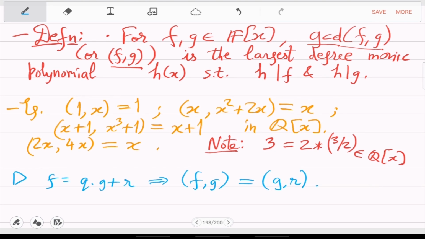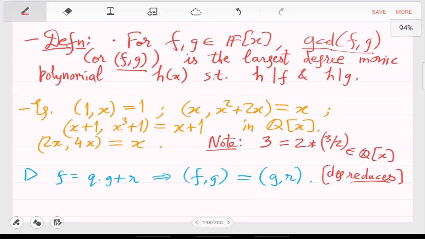In the recursive call, what is the parameter which will reduce? In the case of numbers, it was their size. Here it will be degree, right? So the degree falls. Based on that, you have a finite algorithm, because now you will divide g by r, the degree will further reduce, and you keep on doing this. So in very few steps, you will reach the GCD.